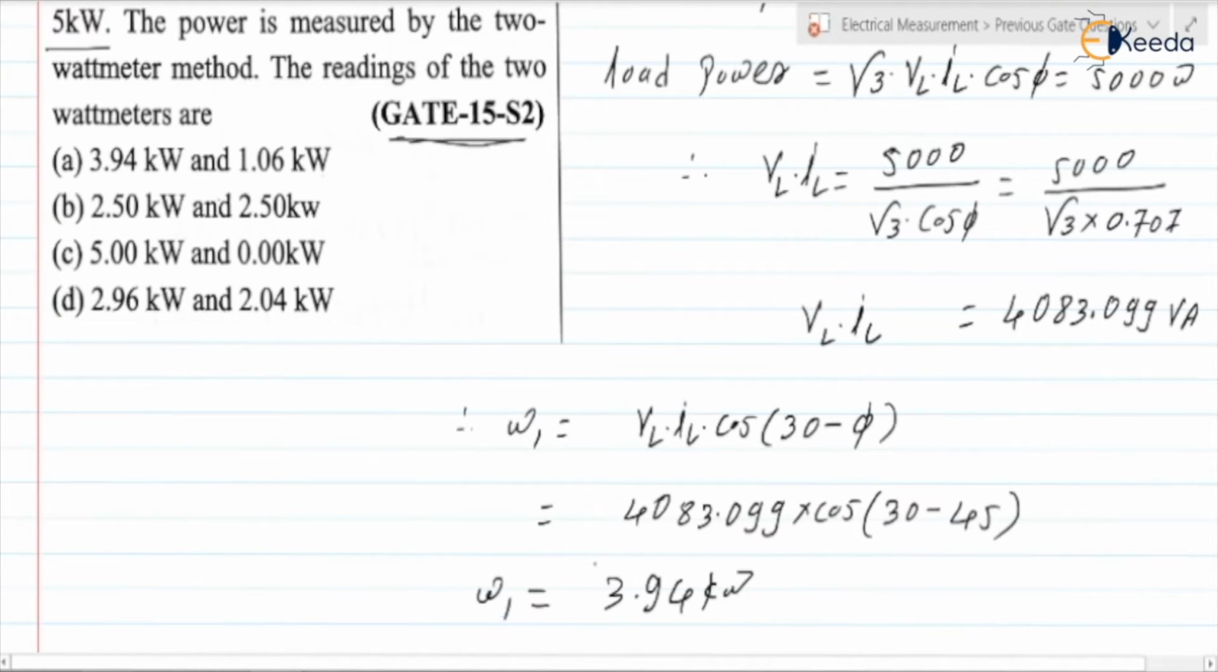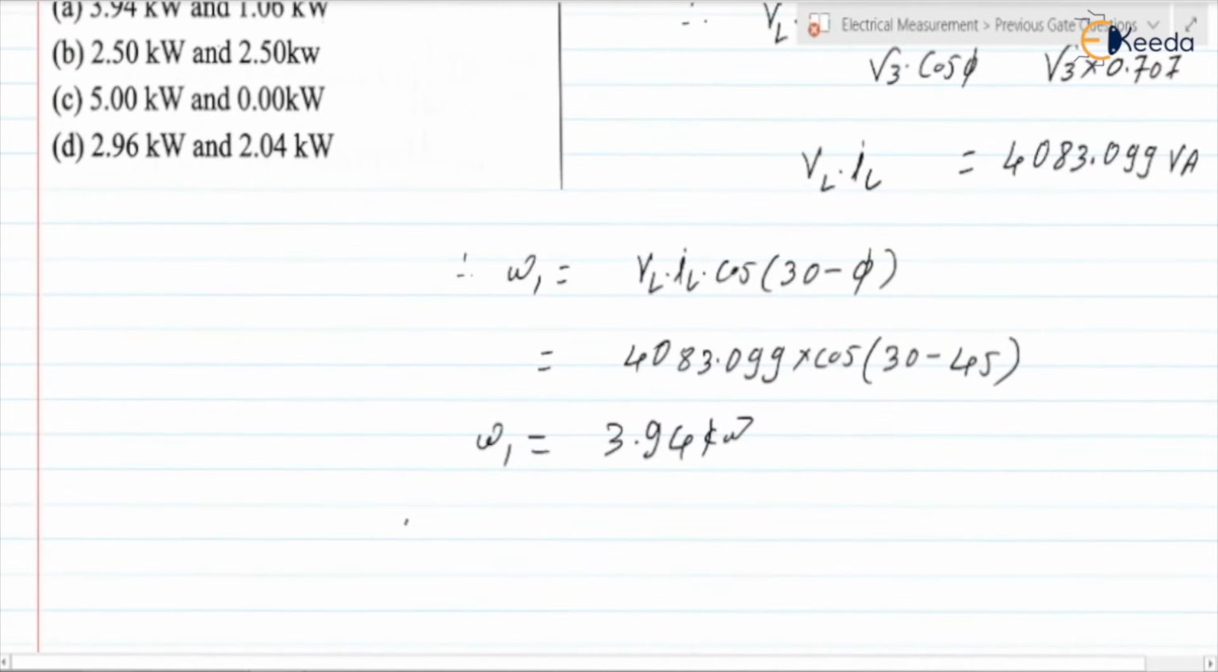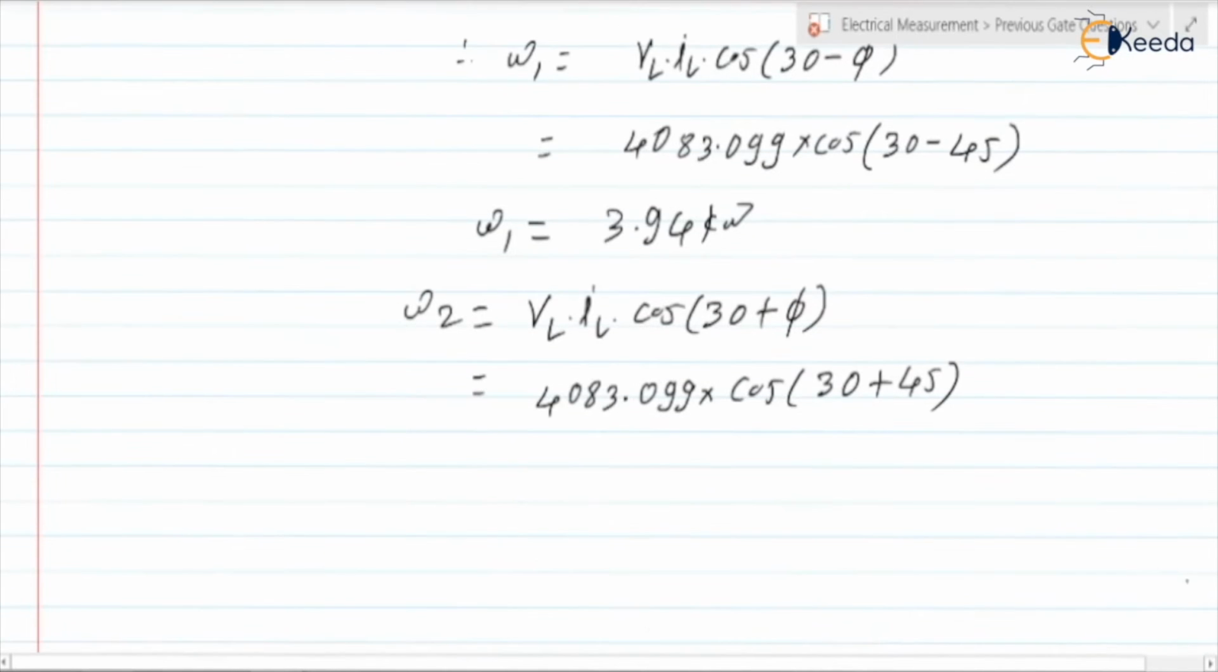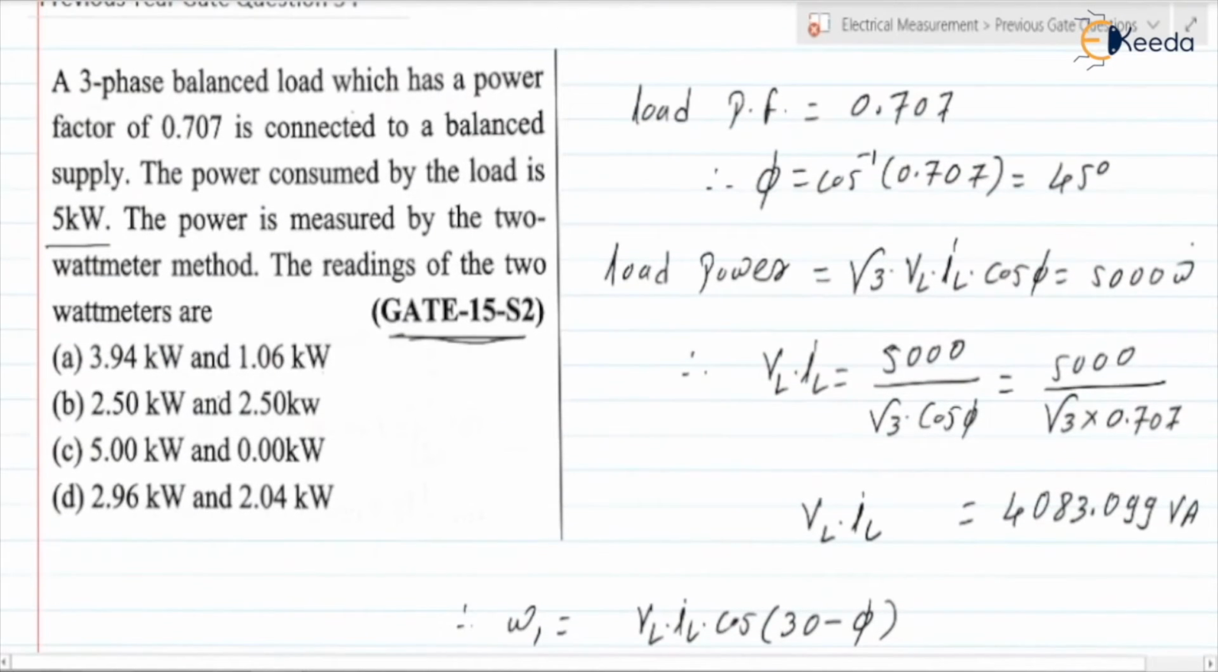This is W1. Similarly we can write W2 is equal to VL into IL into cos of 30 plus phi. So it is 4083.099 into cos of 30 plus 45. If you check, it is equal to 1.06 kilowatt. This is W2. So one is 3.94 and the second one is 1.06. If you check the options, option A is the correct option.